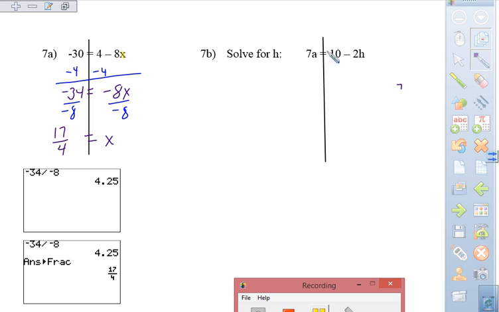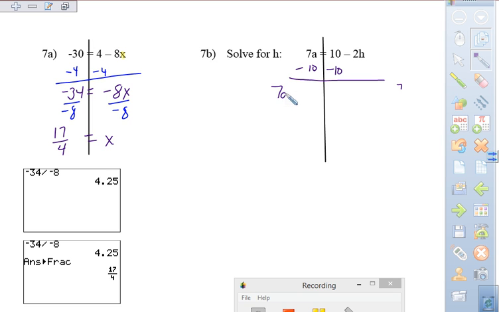To do 7, Part B, we are going to get rid of this 10. So I'm going to subtract 10, subtract 10. 7a and negative 10 are not like terms, so I need to write them separately. And this is still a negative 2h. So I need to take that negative sign with.